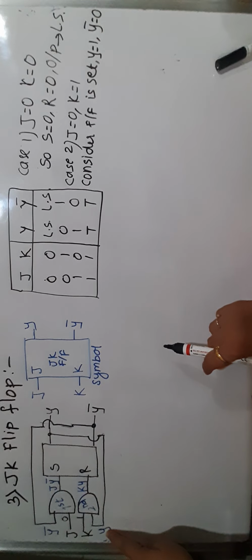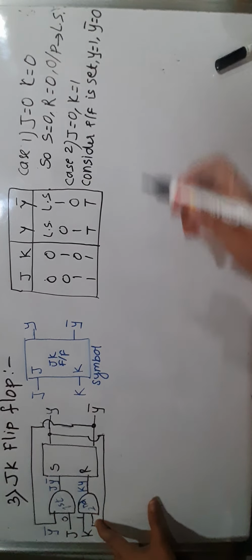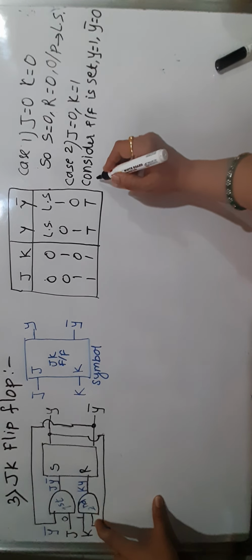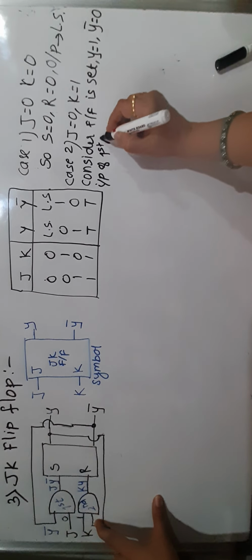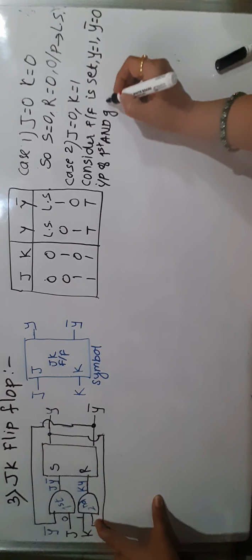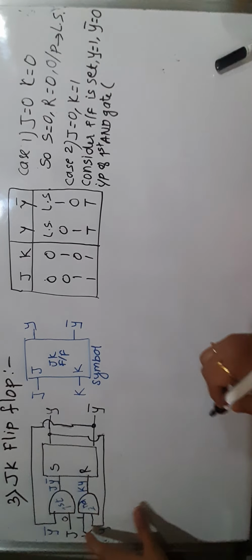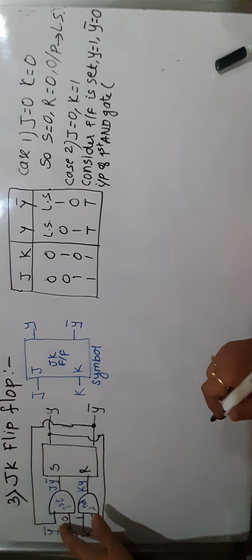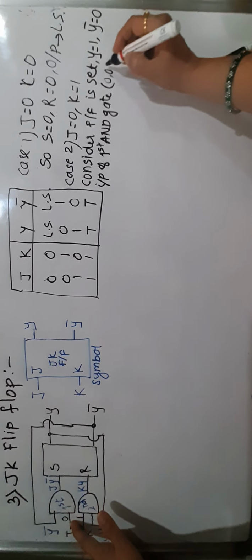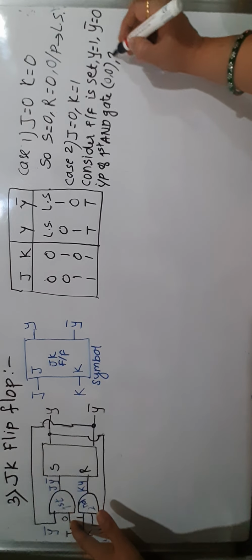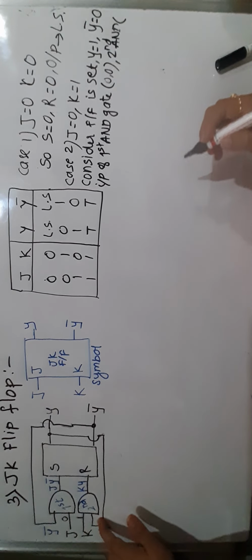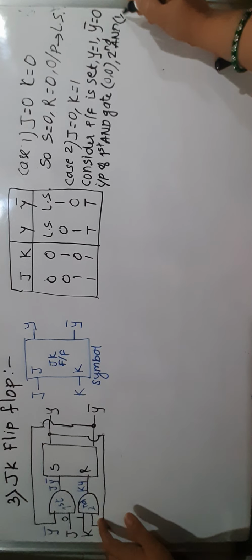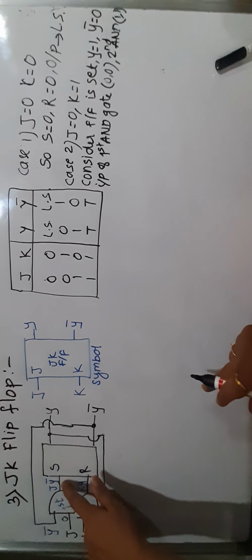As Y is 1, this 1 is here, so 1, 1. So for the output of the second AND gate, first let's write the inputs. Input of the first AND gate is here 0, Y bar is 0. So the input of the first AND gate is 0, 0, and the second AND gate 1, 1. K is already 1, Y is 1. 1, 1. So what will be the outputs of the AND gates?